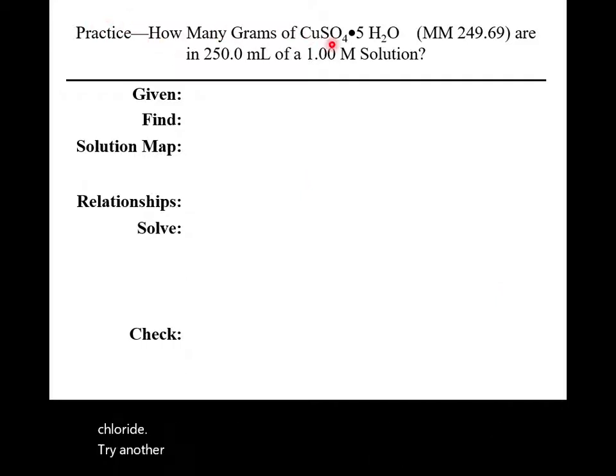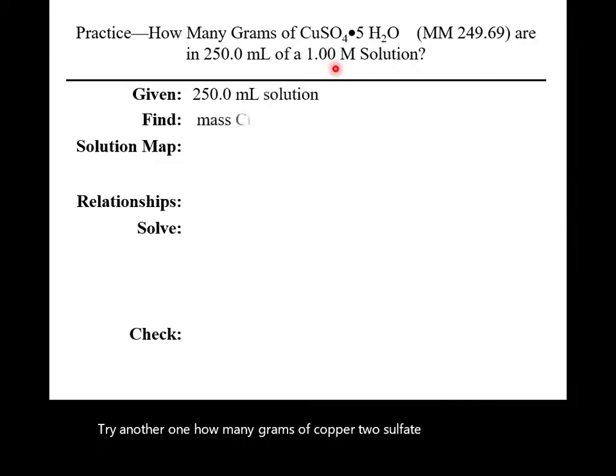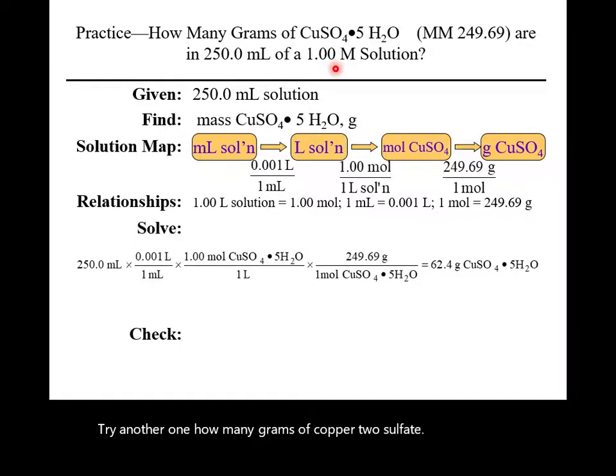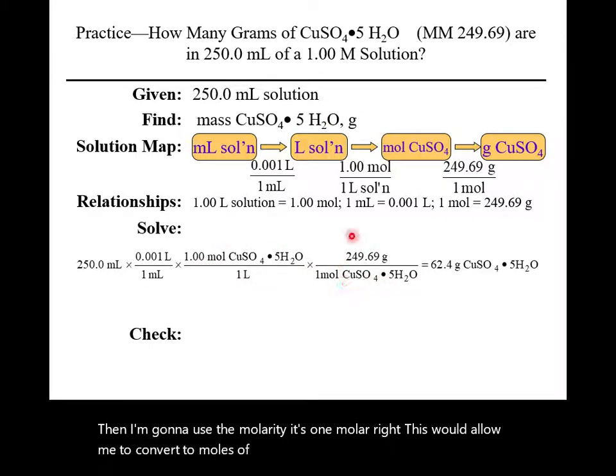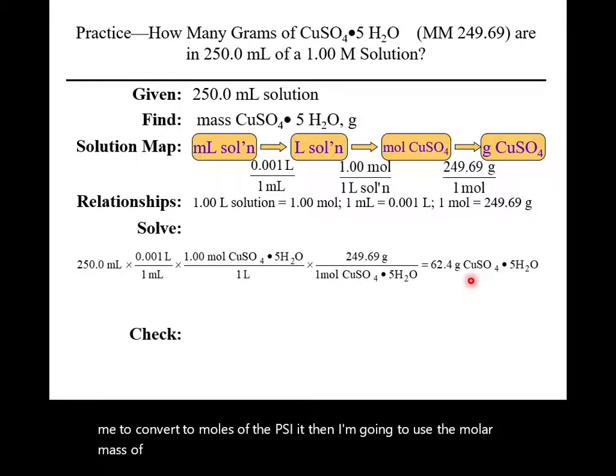How many grams of copper 2 sulfate pentahydrate, we're giving you the molar mass, are in 250 milliliter of 1 molar solution? So I have the volume, I have the molarity, and the molar mass. I'm looking to find the mass. So I start with the volume, convert it to liters. Then I'm going to use the molarity. It's 1 molar, right? This will allow me to convert to moles of the solute. Then I'm going to use the molar mass of the solute to convert to mass, 62.4 grams of copper 2 sulfate pentahydrate.